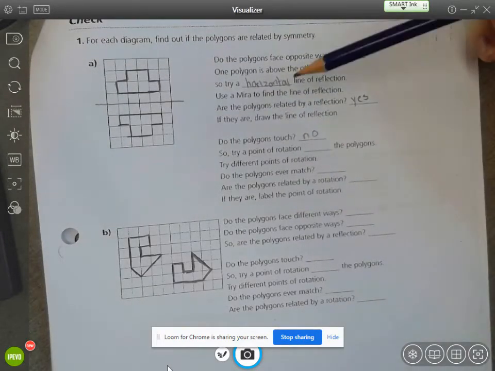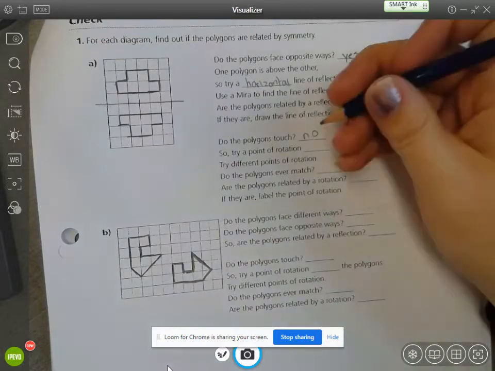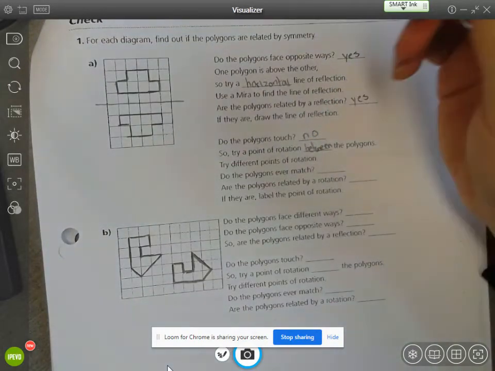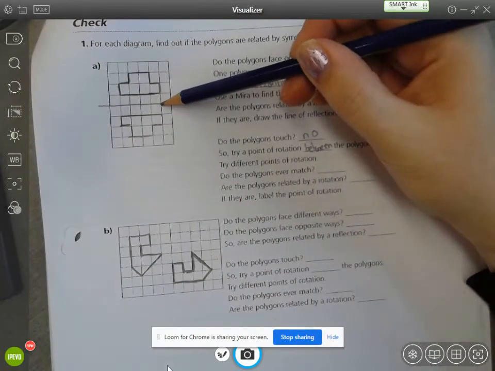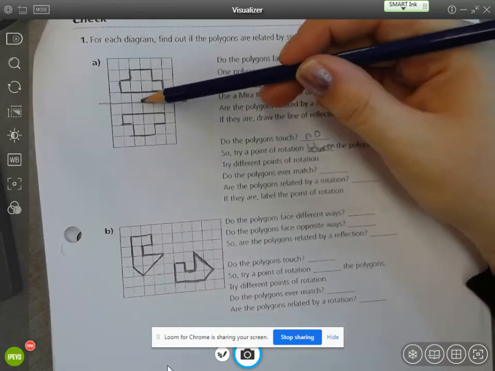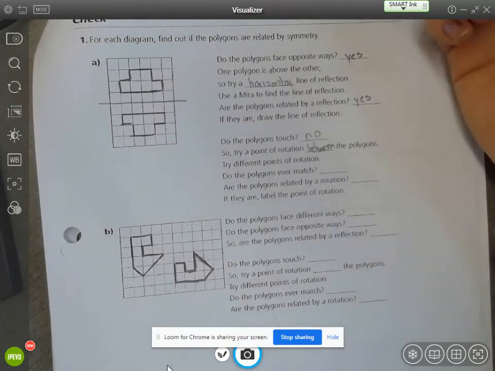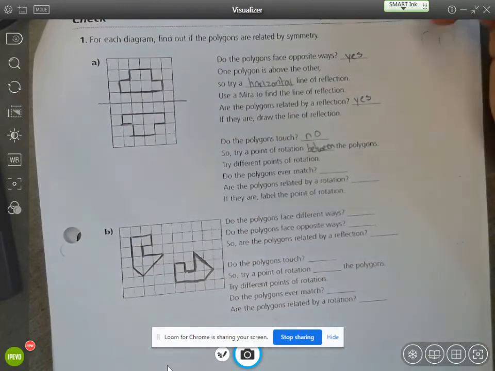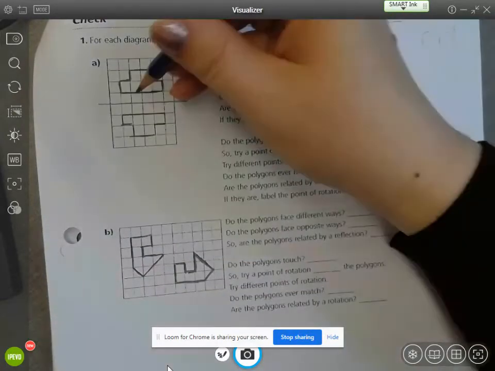So that means I need to try a point of rotation between the polygons. Okay, so if I were to pick over here and turn it and spin, would it actually match up? Okay, maybe it's in the center. So you may have to get out a piece of blank paper and trace and turn and spin. You may be someone that's able to see it.